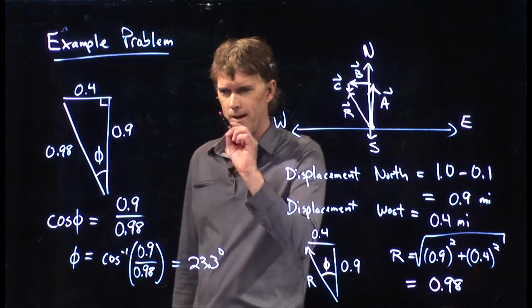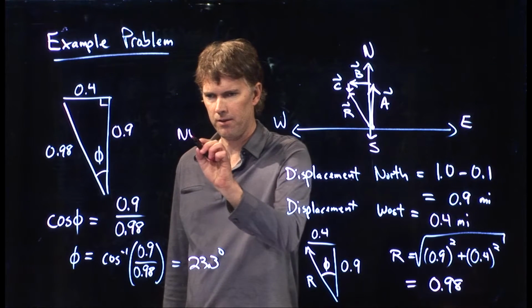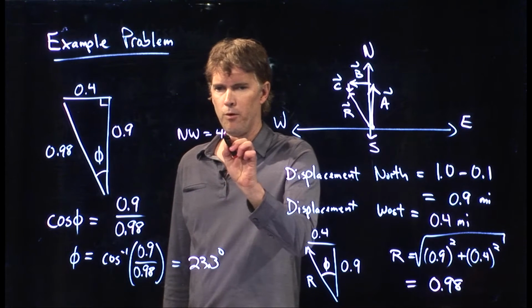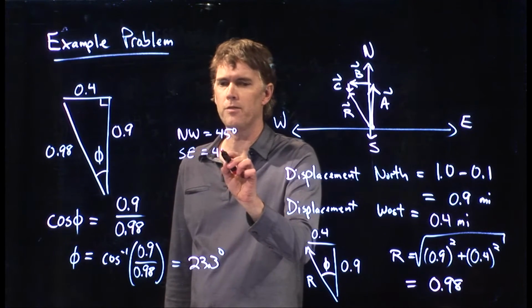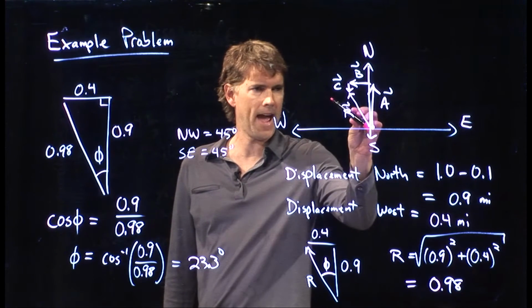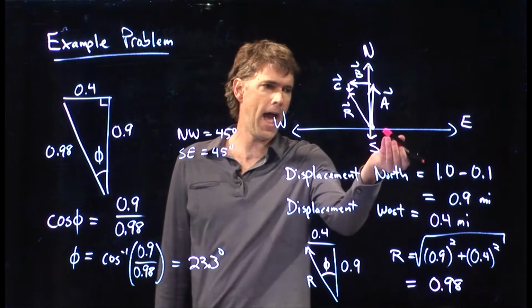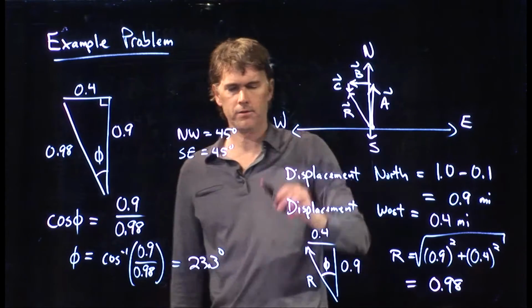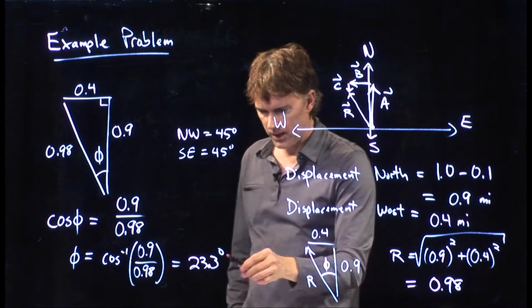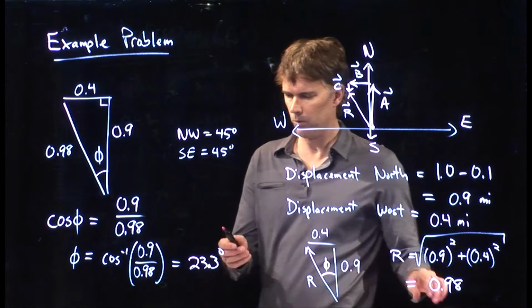Okay, typically whenever we say northwest, we always mean 45 degrees, okay? Southeast, that's always at a 45-degree angle. It's always halfway between north and west, or halfway between south and east, okay? So we're in the northwest quadrant, but we need to be a little more specific. What should we add on to that?